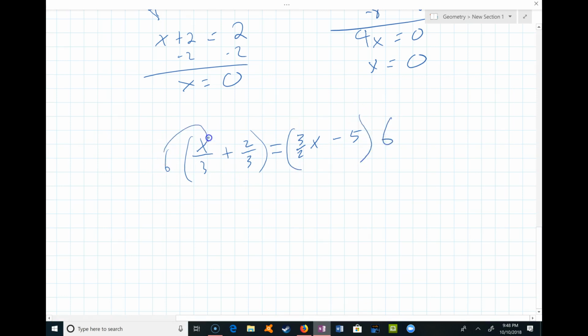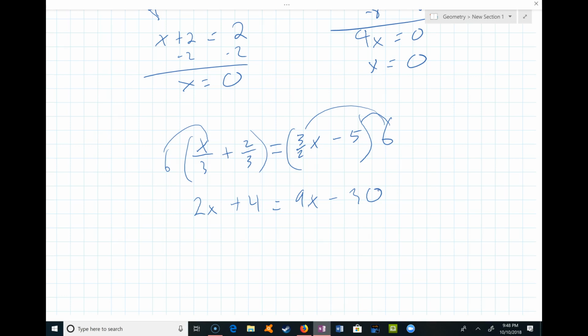And when I multiply 6 times that, I get 2x. When I multiply 6 times 2 thirds, I get 4. When I multiply 6 times 3 halves, I get 9x. And when I multiply 6 times negative 5, I get negative 30. Right? So now I've eliminated the fractions. They're just nice integers left, so it'd be easy to move them around.